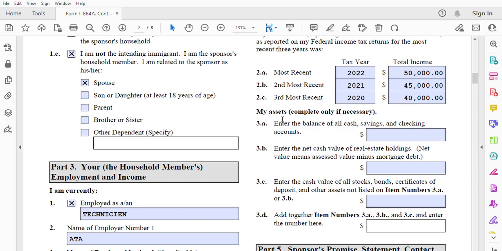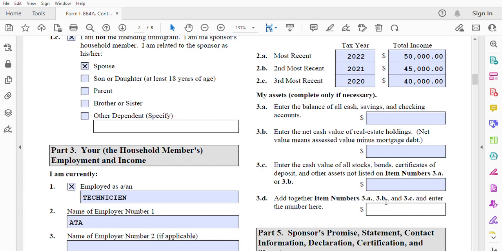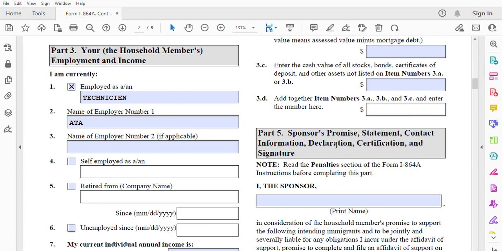You can use the assets if necessary. If you see your income is not enough, you can use the assets. For example, the cash you have in your saving or checking account. You can add your real estate, but you're gonna subtract the mortgage right here, and also the stocks or bonds, certificates of deposit, or another asset not listed on items number 3A and 3B. And then at the end you add them and put the total right here. But for this person right here, he has enough income. So we're gonna go to part 5.